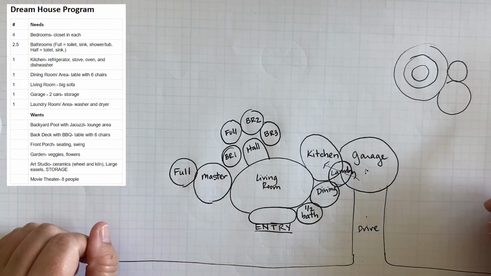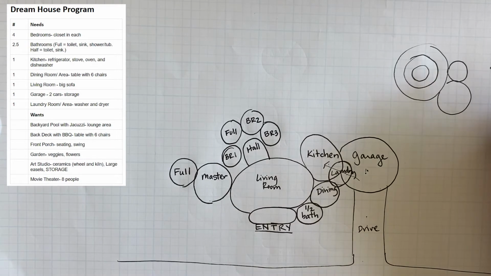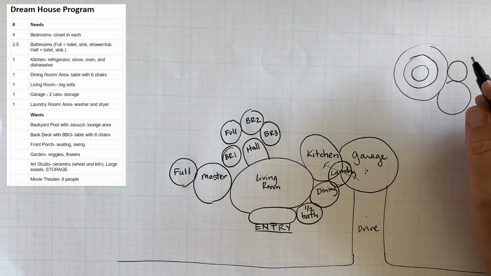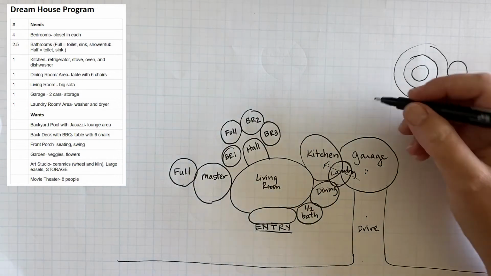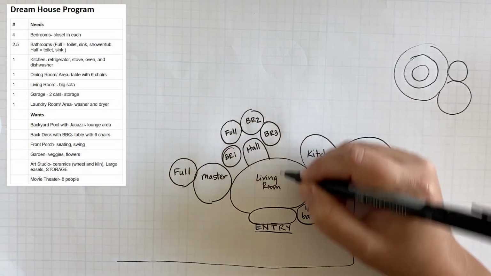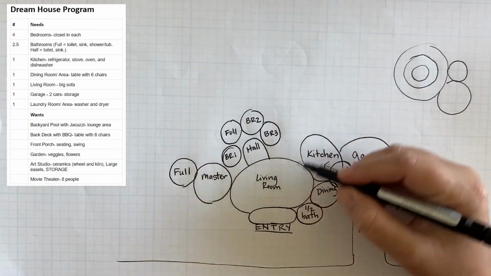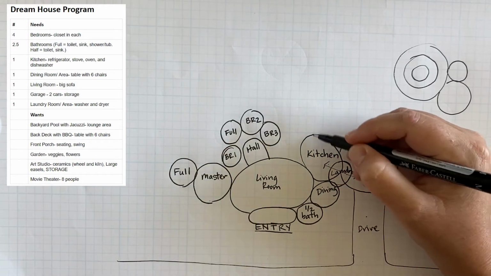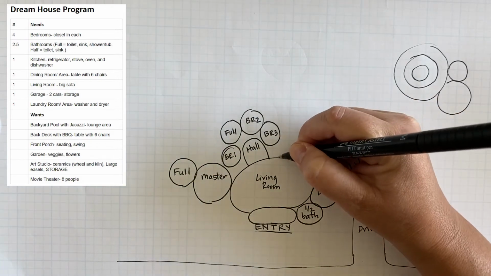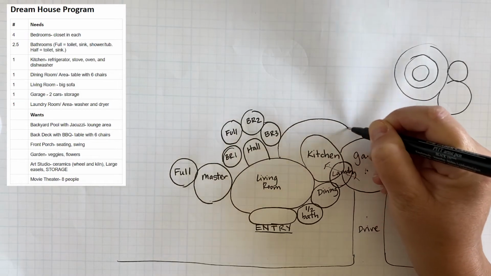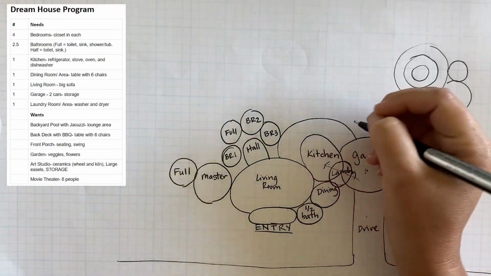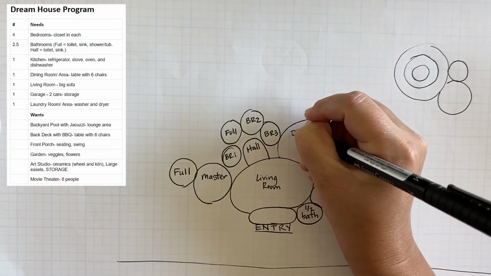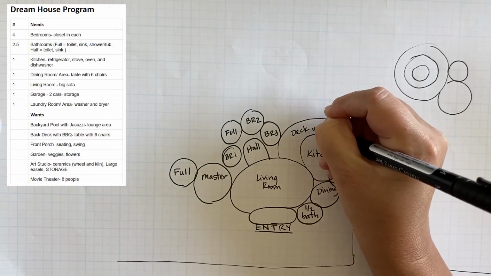All right, we took care of the needs. Let's have some fun with the wants. So the first thing I want to put in is my deck, okay? My deck, I want my guests to be able to get to it pretty easily. And I want it to be really near the kitchen. So I'm gonna kind of wrap it around a little bit like this. And this can be my deck with barbecue.